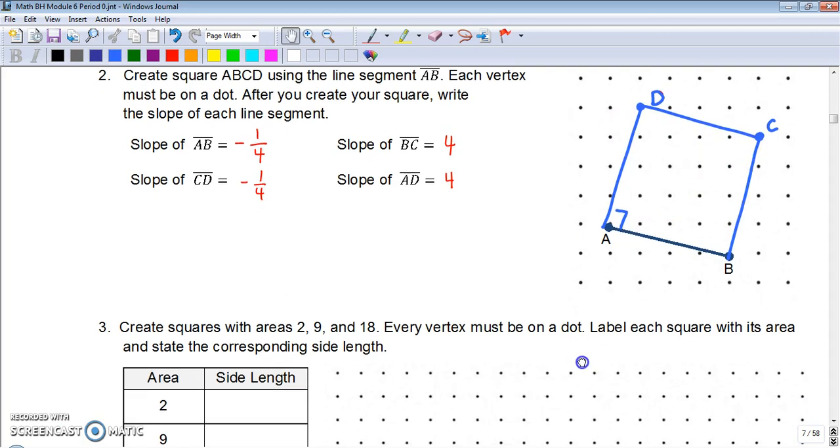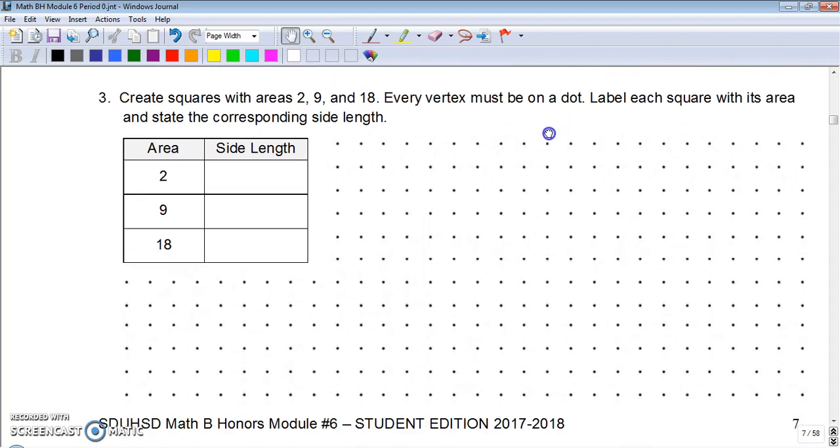And on number 3, we are going to then build some squares, and they give us the area. So it might be easiest to start with the one that has an area of 9. We can build these in any manner. It must be a square. It can't be a rectangle. And it must land on a dot. So the 3 by 3 gets me my area, which is 9. So that means this side is 3.